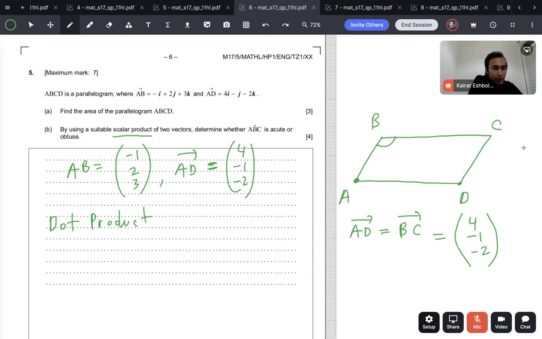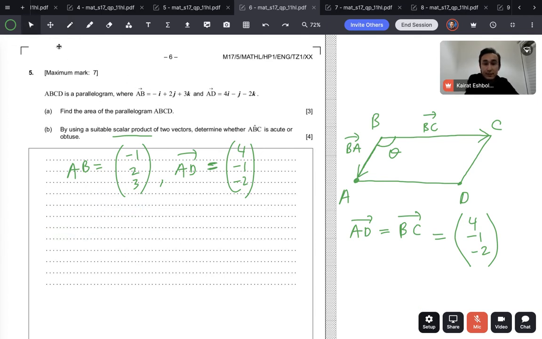Alright, so we can find the angle between AB and BC now. To find this angle, let's just call it theta, we need to focus on vector BA and vector BC. Here's why: if you want to find the angle between two vectors, you have to focus on the two vectors that originate from that point. So this vector here is BA, and this vector that goes from B is vector BC.